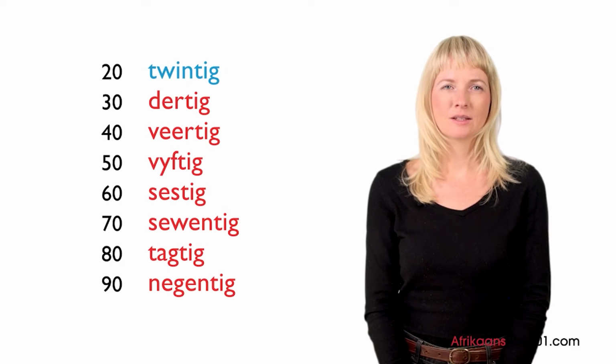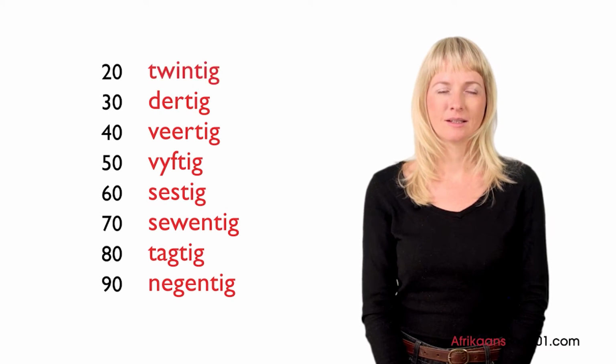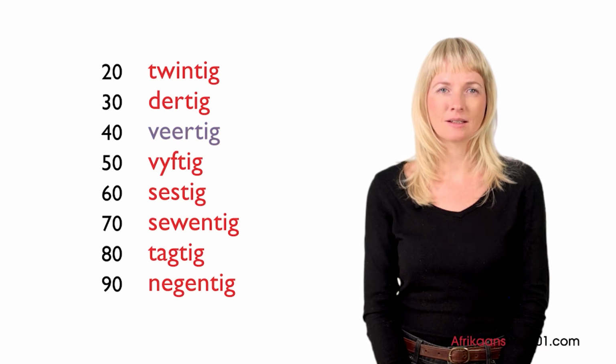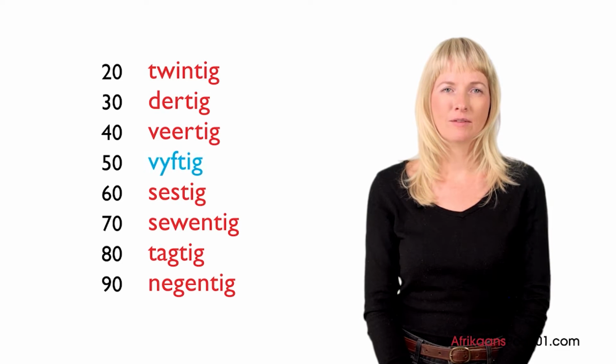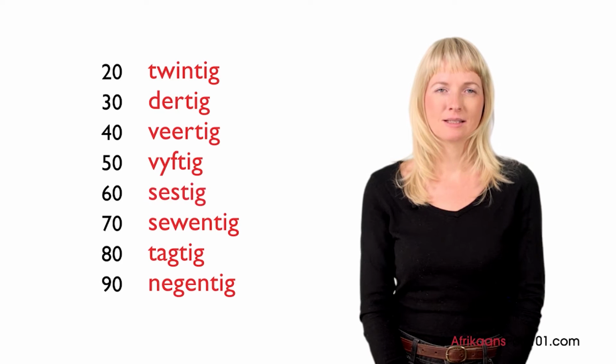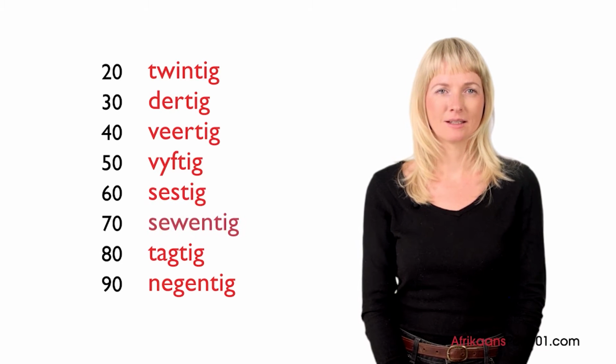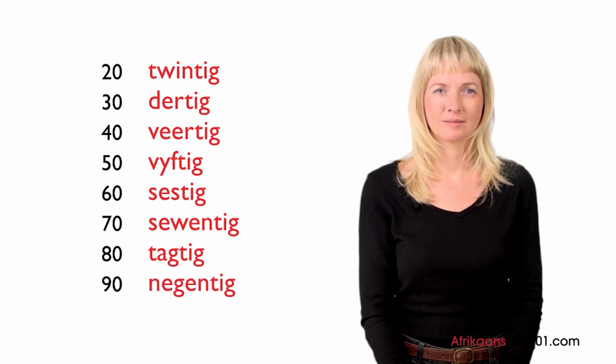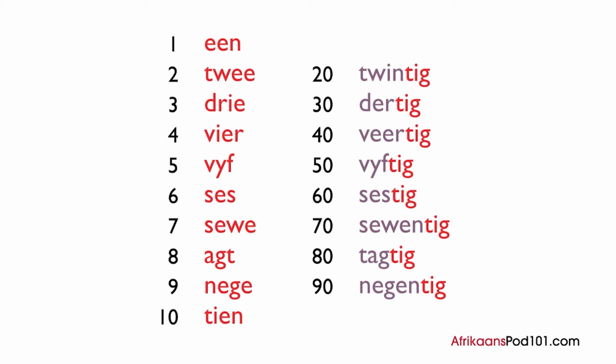Let's not stop here. Counting from 20 to 100 is super easy. First, I'll give you the tens. 20, 30, 40, 50, 60, 70, 80, 90. Again, notice that all the numbers start with a number that we've learned from the last lesson, or a variation of it. This time it is followed by tig.